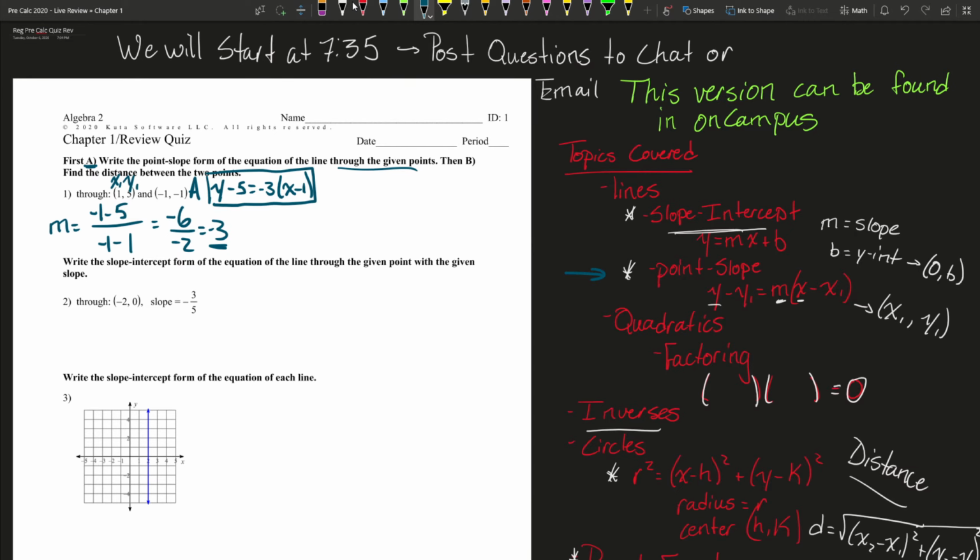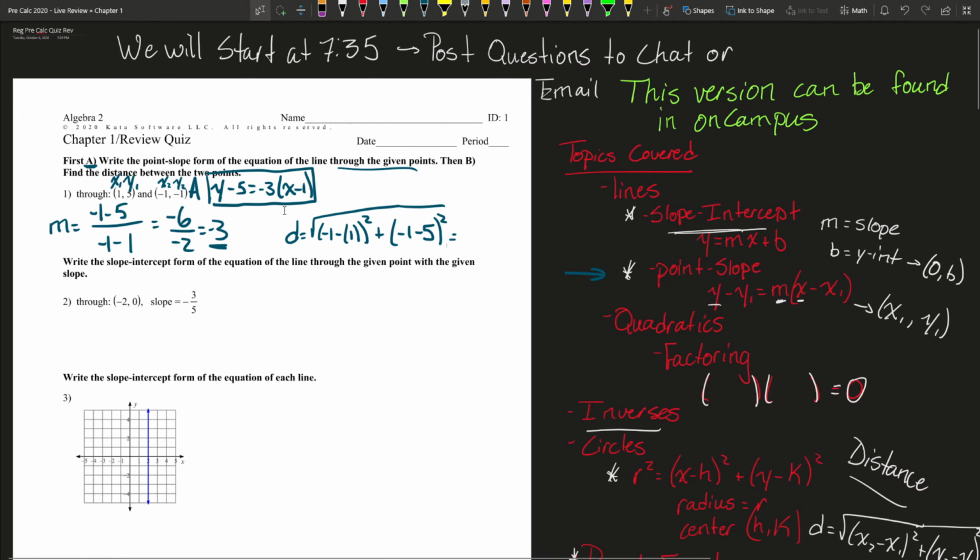Then there's the distance. Again, we have an x1, y1, and an x2, y2. So we just plug that into the formula. x2 is -1 minus x1 squared plus y2, which is -1, minus y1, which is 5, square that. And then you just simplify a little bit. So -1 minus 1.